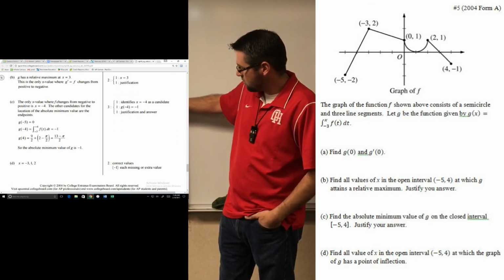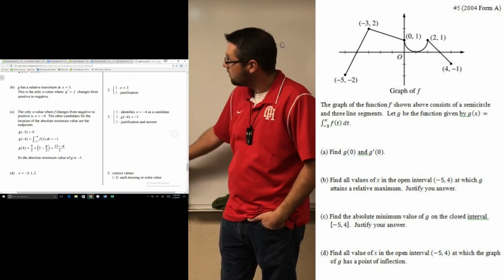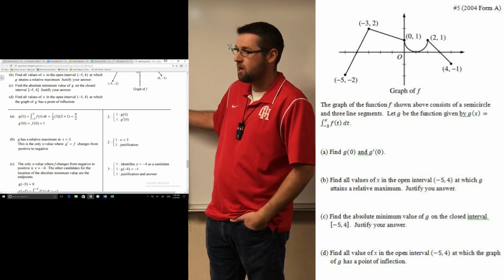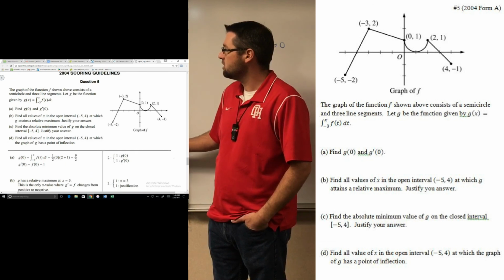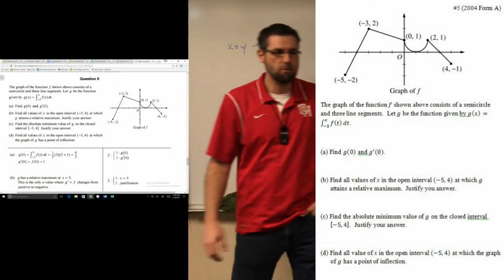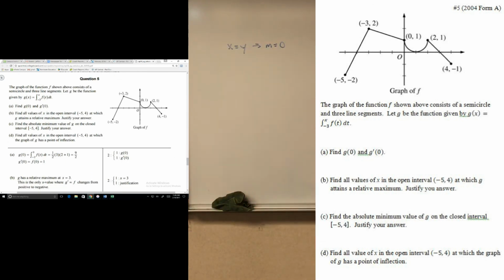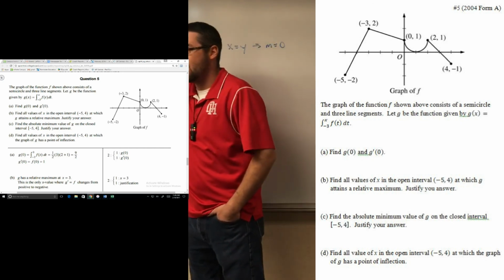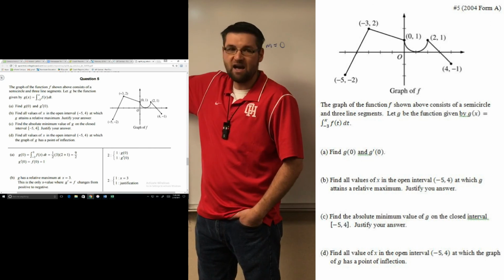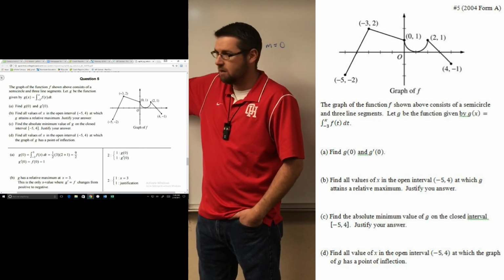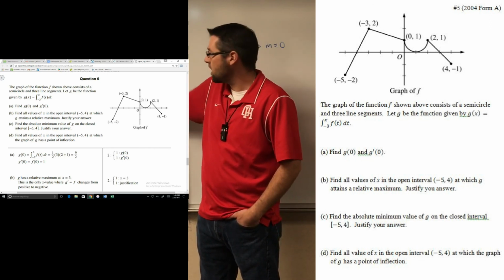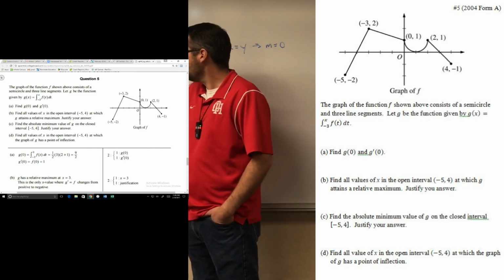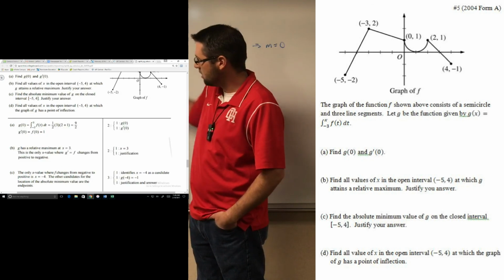And then part D, what was part D asking for? Points of inflection. Points of inflection occur when G double prime changes signs. That means G prime changes direction. What is this graph of? It's the graph of F, but what's F equal to? G prime, so we're looking for when it changes direction. Happens where? -3, 1, and 2.